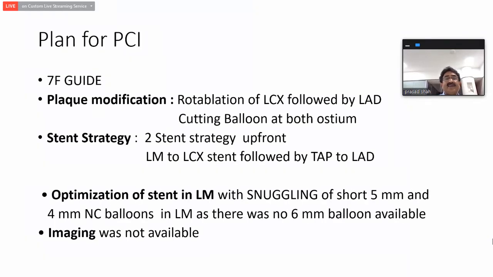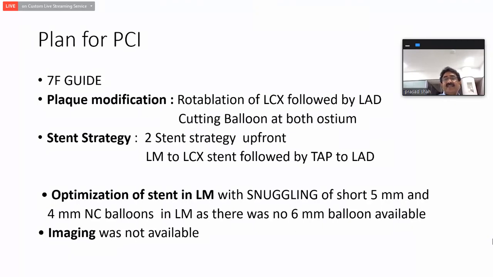The plan for the PCI was to use a 7F guide, plaque modification by rotablation to LCX followed by LAD, and then to use a cutting balloon or a high pressure balloon, depending upon what we found after the rotablation. The stent strategy was a 2-stent strategy upfront. Plan was to use a left main to LCX stent followed by a TAP to the LAD.